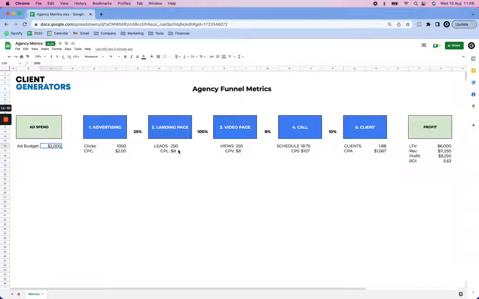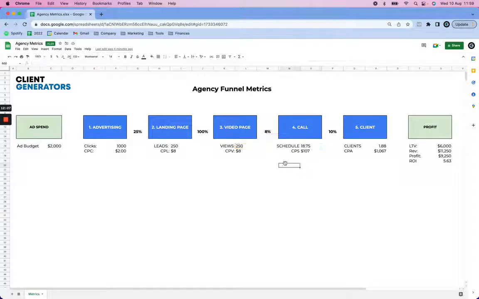Now, obviously, 100% of people watch the video, because as soon as you opt in with your name and email address, you land on the video page. So the leads and the views stay exactly the same. The cost per view stays exactly the same, right? So 250 people have the opportunity to watch the video. Now, we currently have an 8% conversion rate on the video, which means 8% of the people who have the opportunity to watch the video page book a call, right?